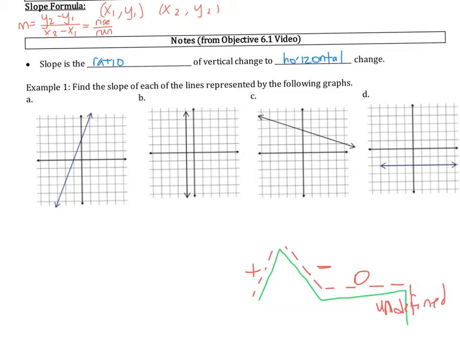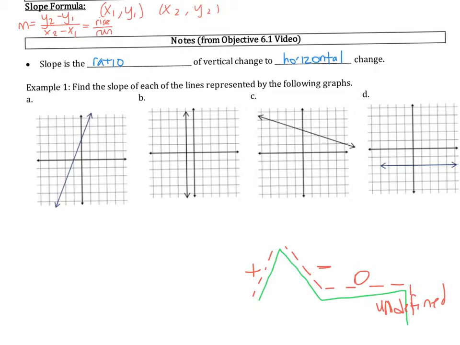So we need to remember those 4 slopes. We need to know the difference between positive and negative. You're always reading it left to right. And then when you actually want to find the actual numerical slope, first thing you're going to do is find 2 lattice points on the graph.